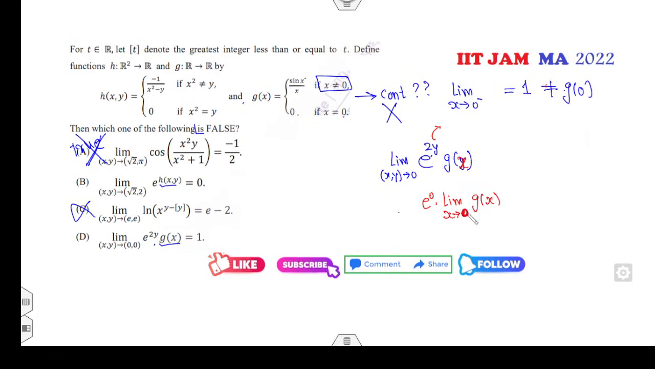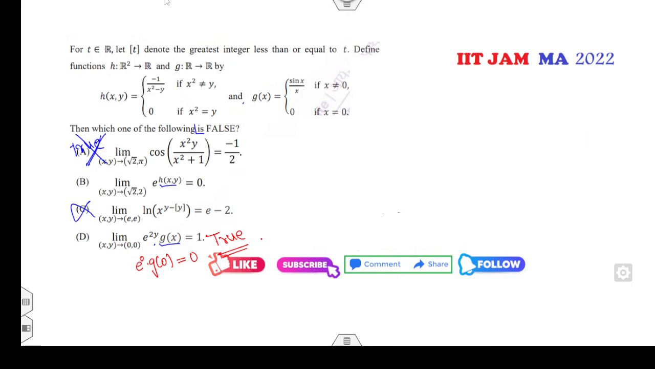0 negative, 0 positive. What is the limit at 0 negative? 1. E raised to power 0 into 1 is 1. That is also a true statement. Fine. Generally, what do students do? They write e to the power 0 and g of 0, and look at g of 0 from here as 0, so that will be a false statement. But make sure this is not a continuous function.